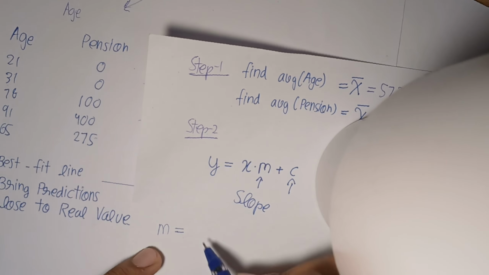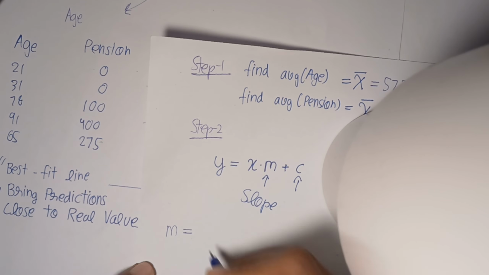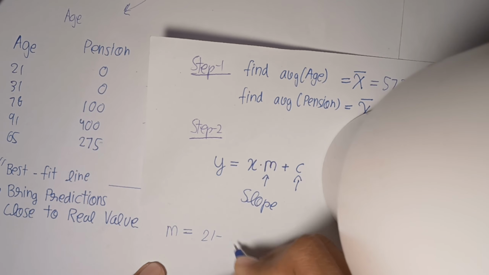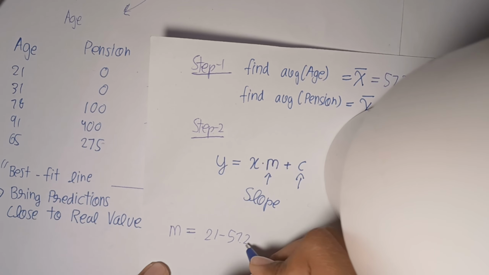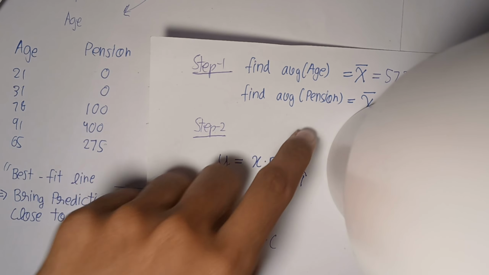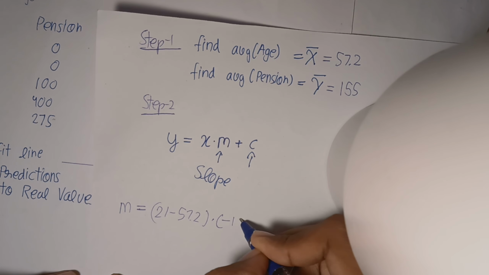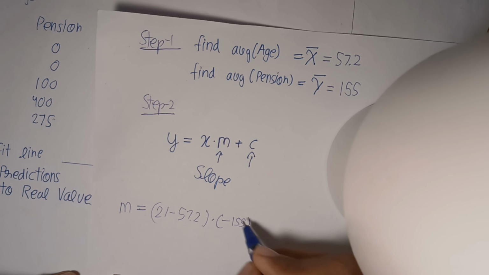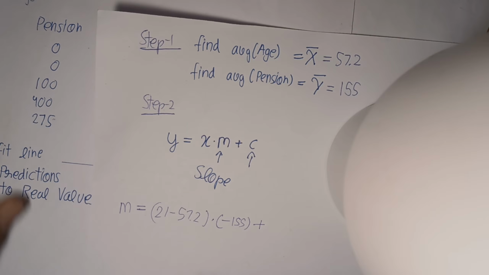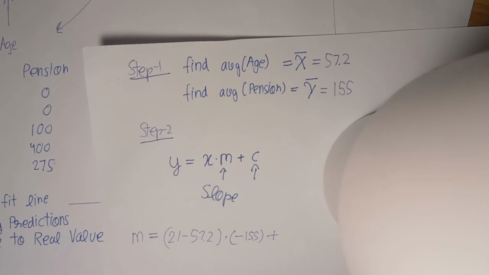So my slope here would start off with ages. So 21, that would be 21 minus 57.2, into 0 minus 155. So that's just 150 minus 155. This plus 31 minus 57.2.